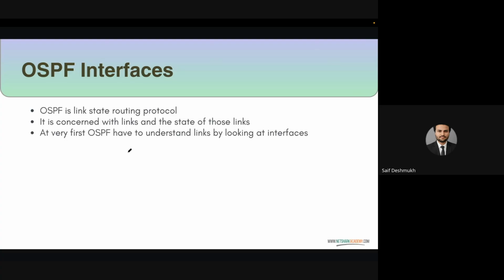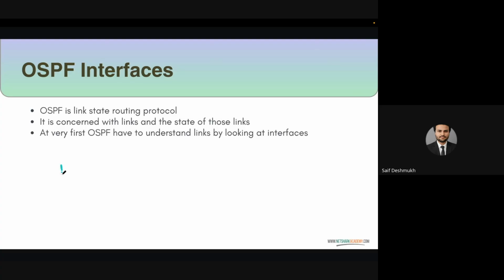So now we are moving towards the LSAs. We're trying to understand that OSPF is a link state routing protocol. But what exactly does it mean? It is concerned with the links and the state of those links, which is not so easily understandable. So basically, in OSPF, each link has its state, it has its specific type.